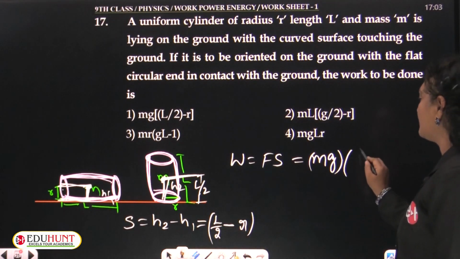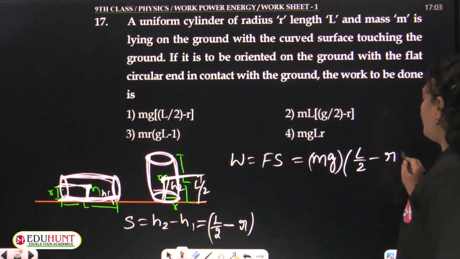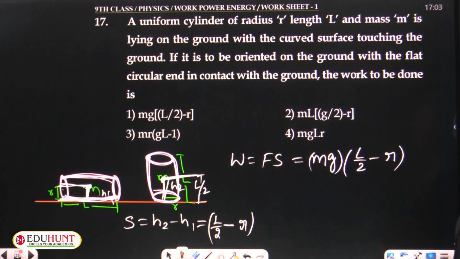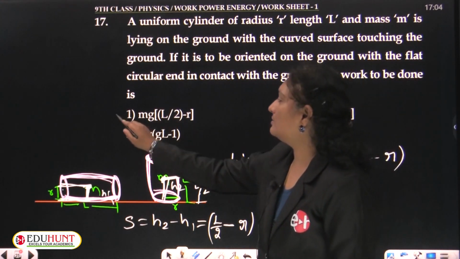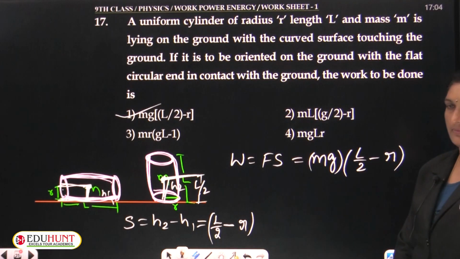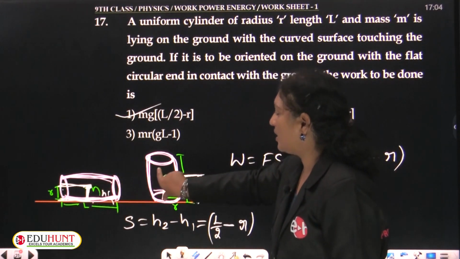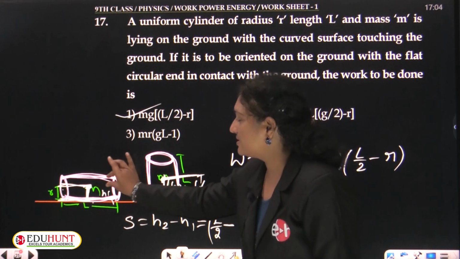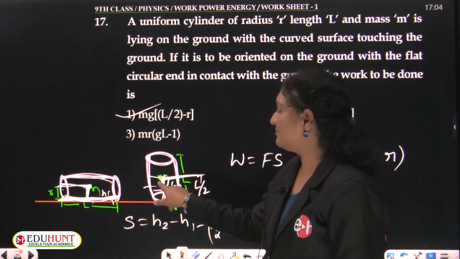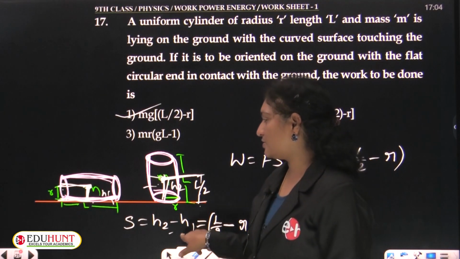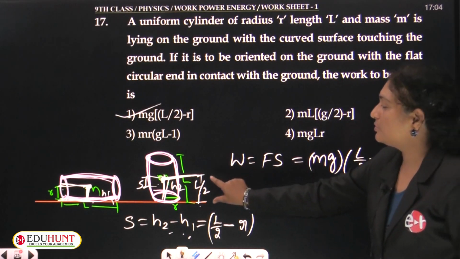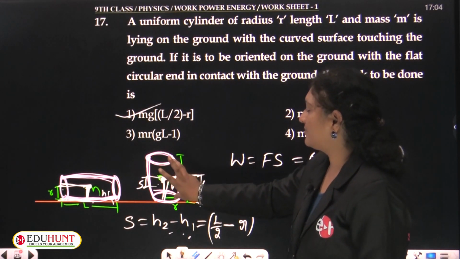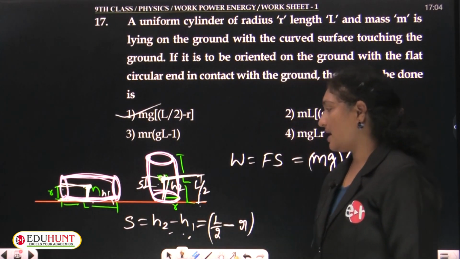Substituting here, we have S can be written as L by 2 minus R. So, what is the formula? Work done in lifting the cylinder to making it straight is equal to mg times (L by 2 minus R). So, option 1 must be true. This position is now brought to this position. Some difference in the height is being observed and that difference in the height is nothing but h2 minus h1 and that is your displacement. So, h2 is L by 2 because total height is L, half of the height is L by 2, and h1 is R. That's it.